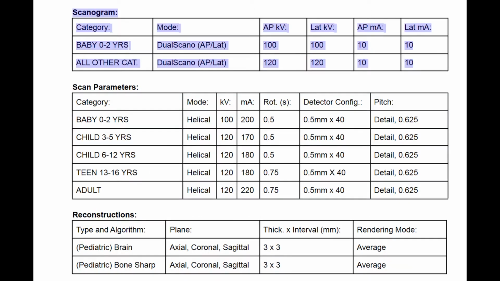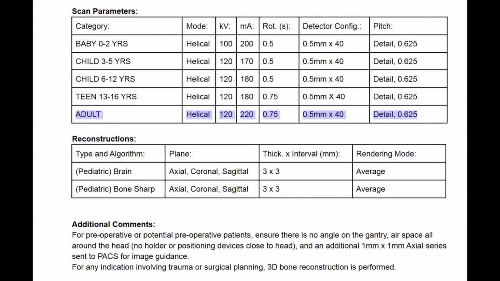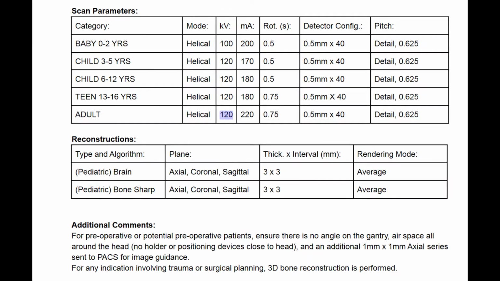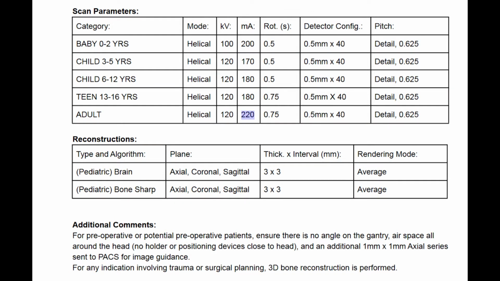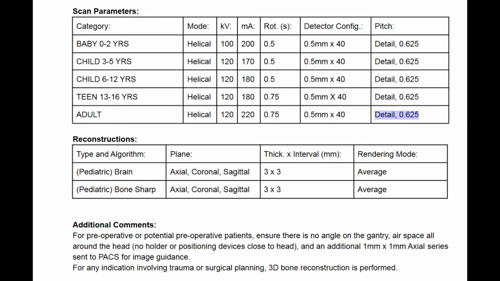Moving on to the technical factors, we have our exposure parameters for the scout images here, and then we have our actual scan parameters, and we'll look down to the adult scan here. For this protocol, we're acquiring data in a helical scan, so we have our tube voltage here, which is 120 kV, and our tube current, which is 220 mA. And we have our rotation time, which is 0.75 seconds per rotation. And on the right, we have our pitch, which is 0.625.